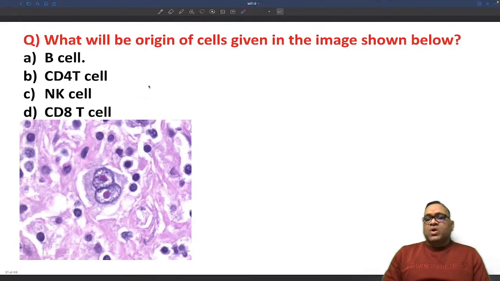Now come to the next question. What will be the origin of the cells given in the image shown below? This was the latest question again. First marker, yes, ferritin will be decreased, Rohit. Yes, you are correct, Rohit. Serum ferritin will be decreased in iron deficiency anemia. That is the most sensitive and also the earliest marker.